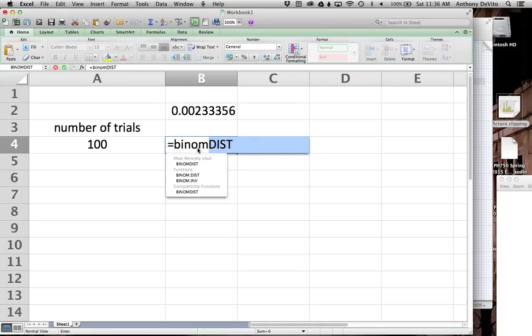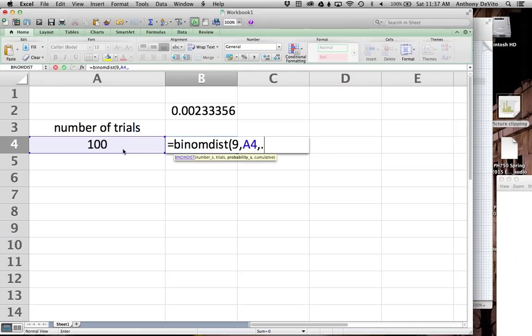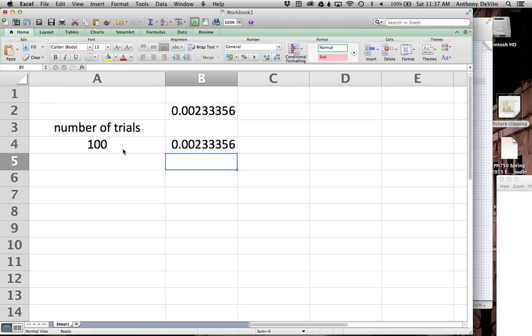Binomial dist. I'm going to do exactly the same thing. Parentheses, number of successes, 9 or fewer, comma, number of trials is going to be, I'm going to click in here instead of actually writing a number. I'm going to click enter, comma, 0.20, comma, and true. And I'm going to get the same result, right?